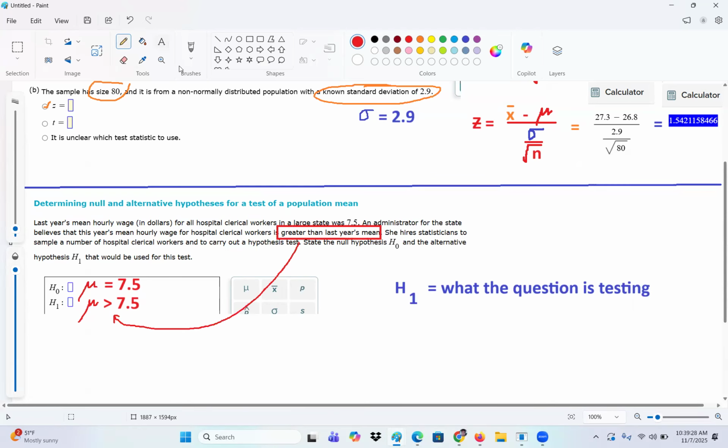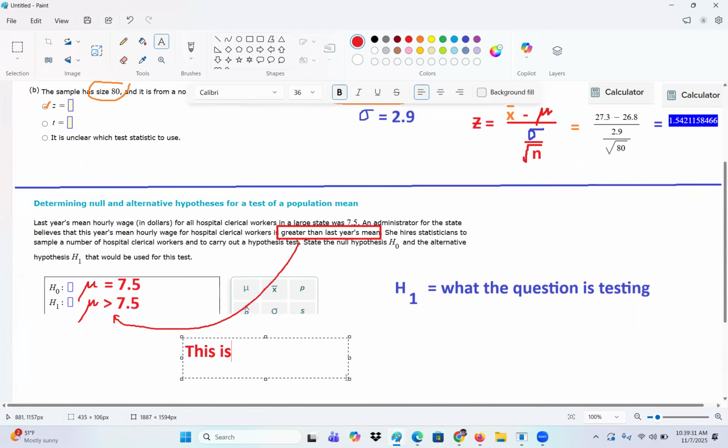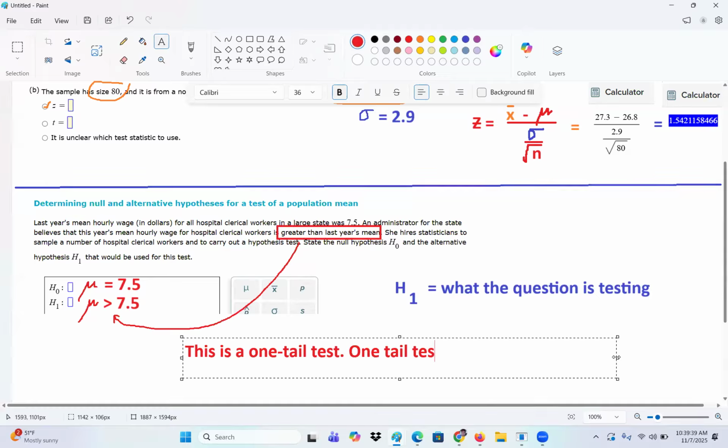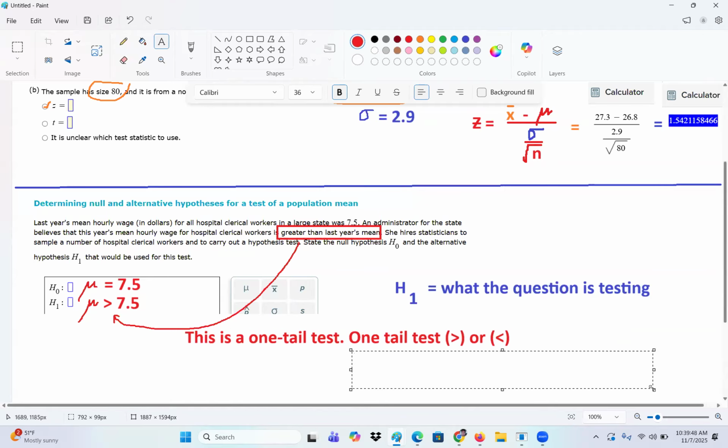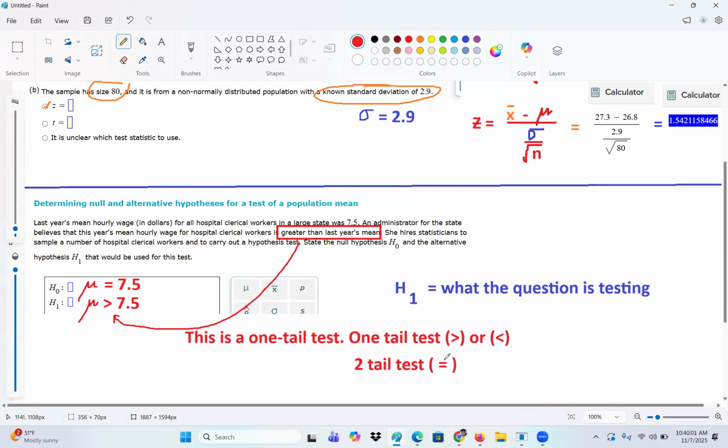And this is basically the one-tail test. A one-tail test is basically a test on whether the value is greater than or less than. Okay. And the two-tail test is simply a test on different, not equal to. Something like that. Are we good? All right.